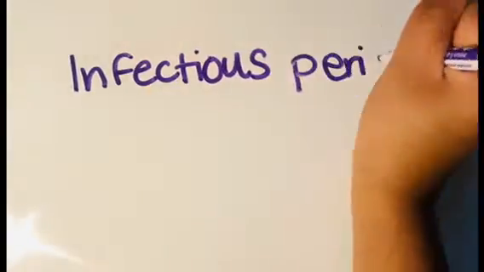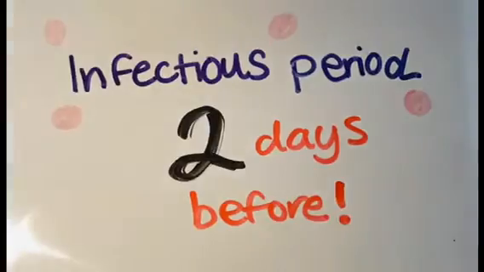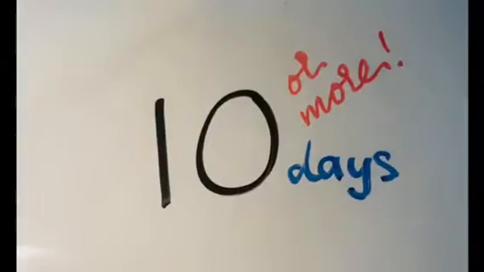COVID-19 is so effective in spreading because the infectious period, which is the period that someone infected with COVID-19 can transmit the virus to another person, begins 2 days before the start of signs and symptoms of the virus and can last about 10 days or more.